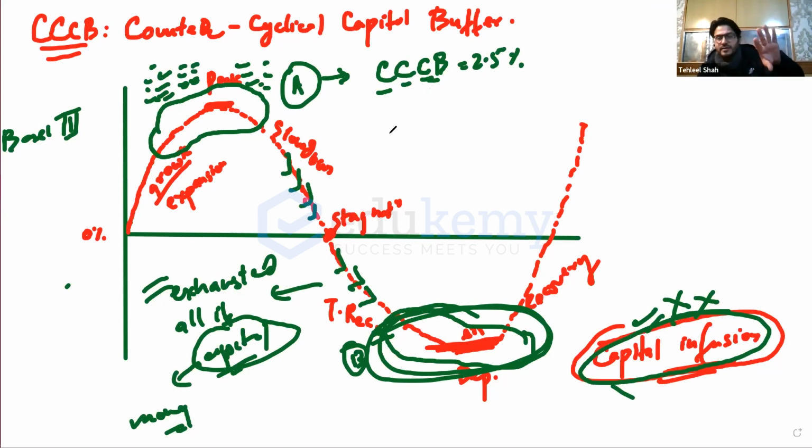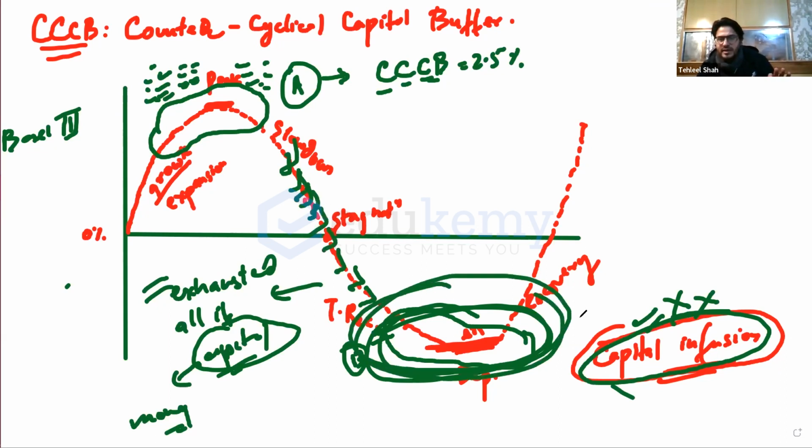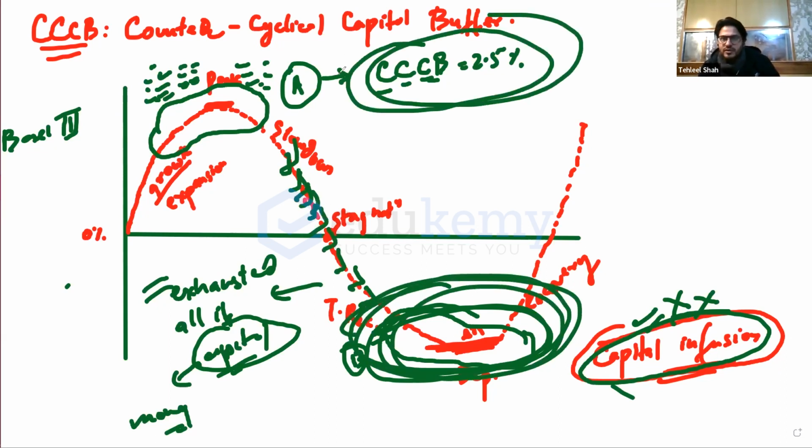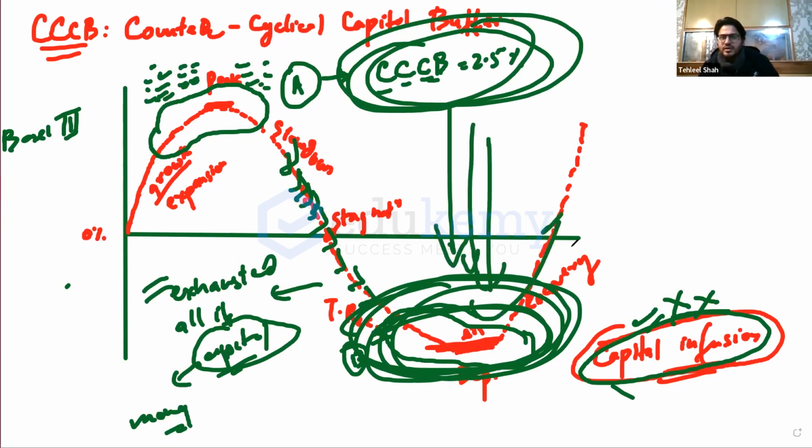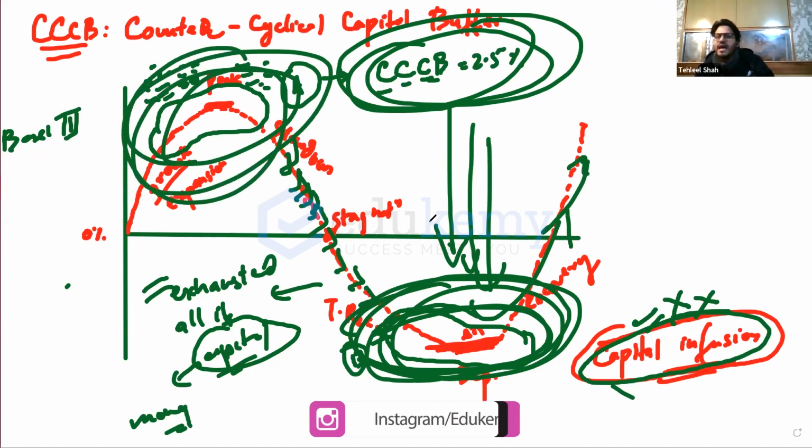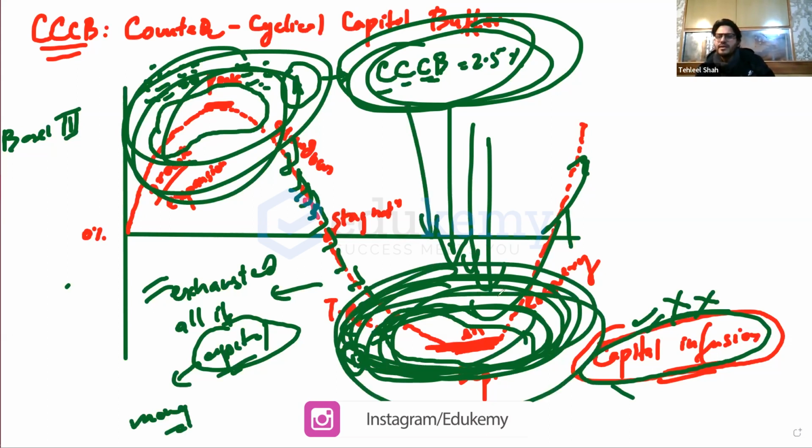And it will stay there. Then when the cycle turns down and you are in a recessionary period, this money would be used to infuse into the economy, to put the economy on a recovery phase. So at the boom phase, you have to maintain a CCCB, which can be used for capital infusion in the recessionary period. So that is what we want as a CCCB, countercyclical capital buffer.